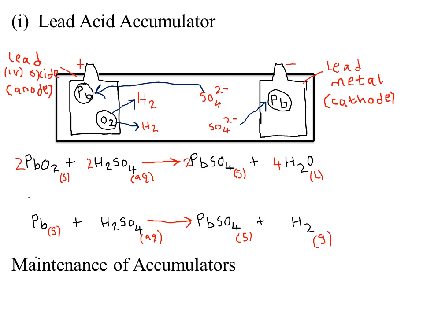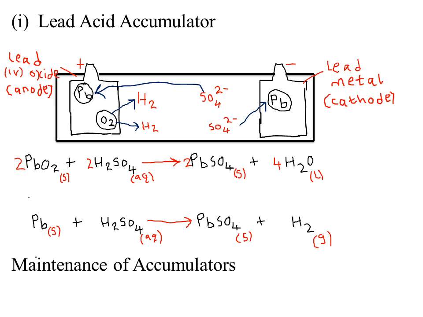So the third way of maintaining accumulators is that large currents should not be drawn from the battery for a long time. The reason is that if you draw current from the battery for a long time, that process weakens the lead(IV) oxide, which was our anode, and the lead mesh, which was our cathode framework, causing them to fall off. So this causes the plates to buckle or even fall off.